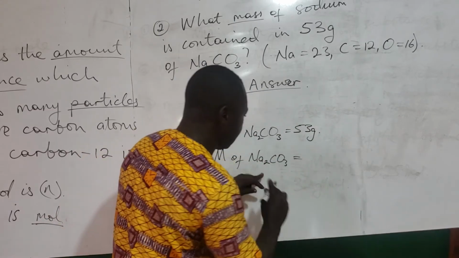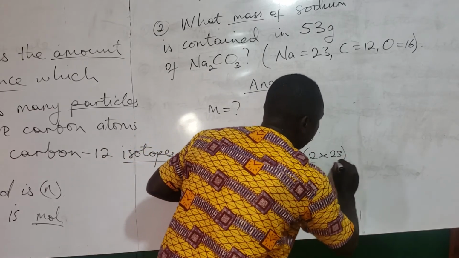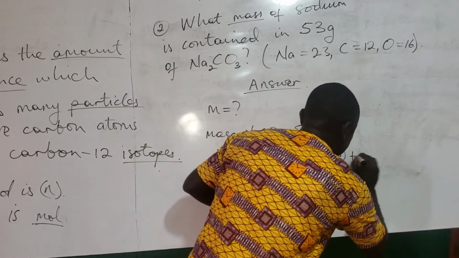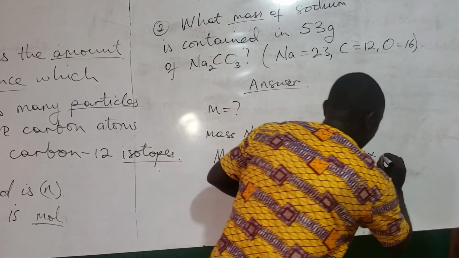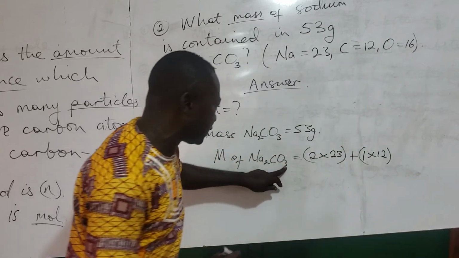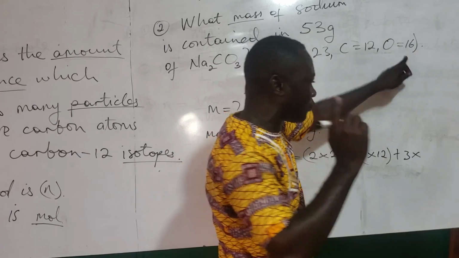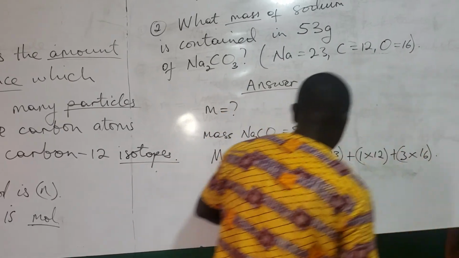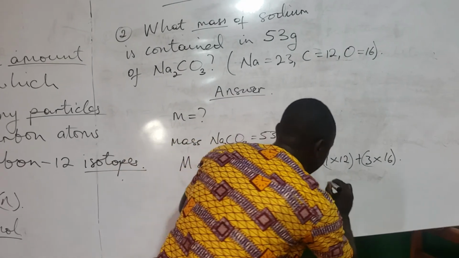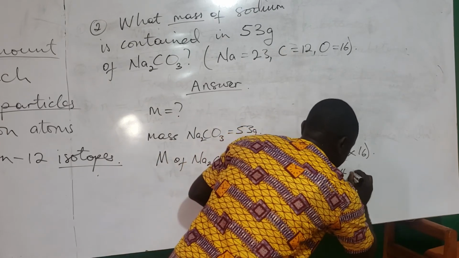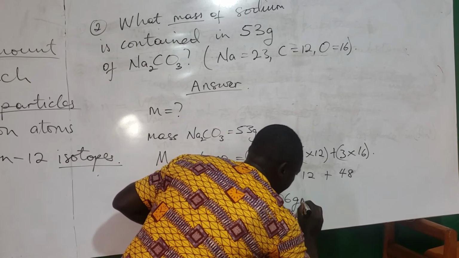And for the molar mass here, how many sodium atoms do we have? Two. So 2 multiplied by 23, which is the relative atomic mass of sodium, plus 1 atom of carbon, which is 1 multiplied by the relative atomic mass of carbon, which is 12. Then how many atoms of oxygen? 3 of them. So we have 3 multiplied by 16, the relative atomic mass of oxygen. To calculate the molar mass, we multiply these: we have 46, then 12, then 48. When you add the 3, you get 106 grams per mole.